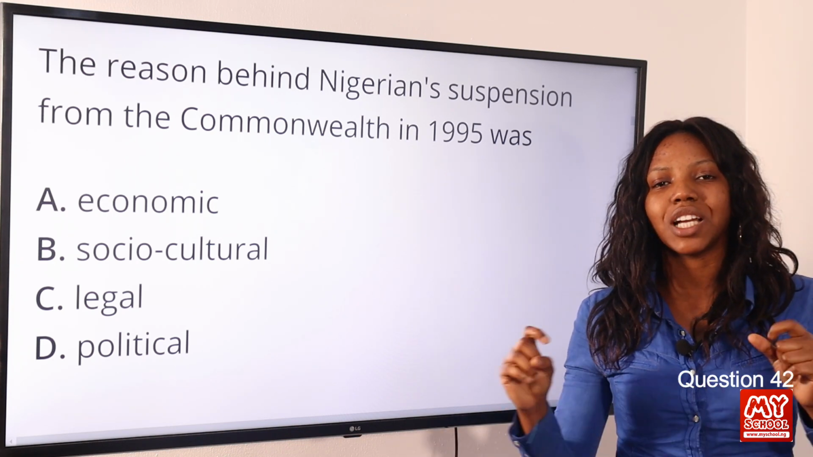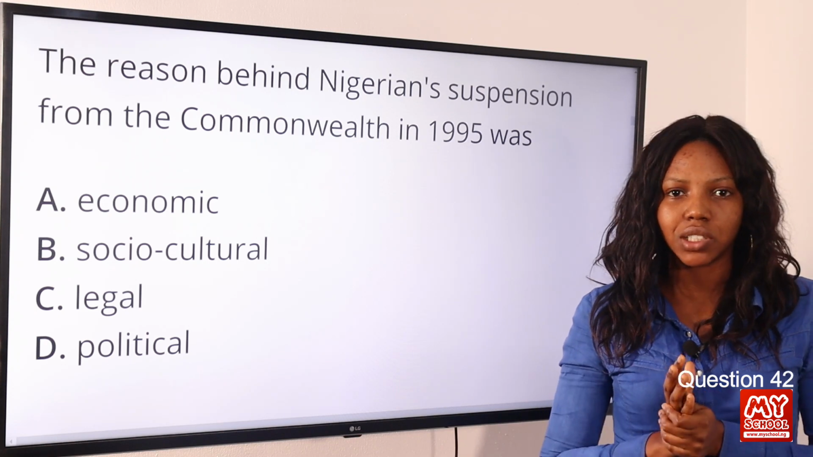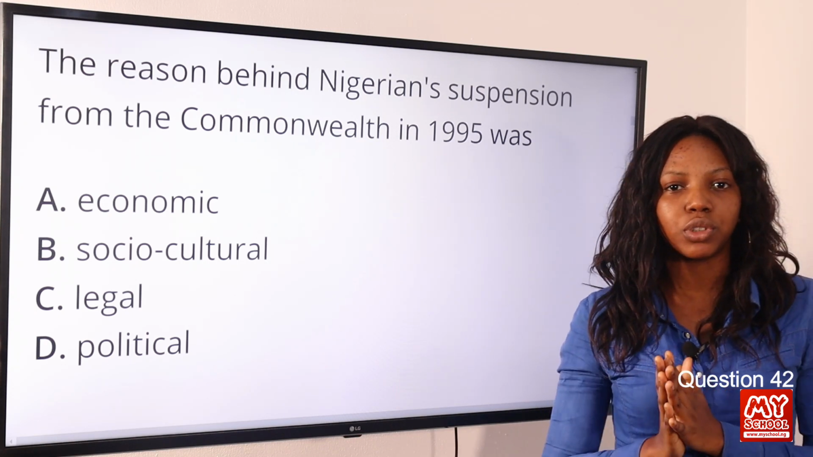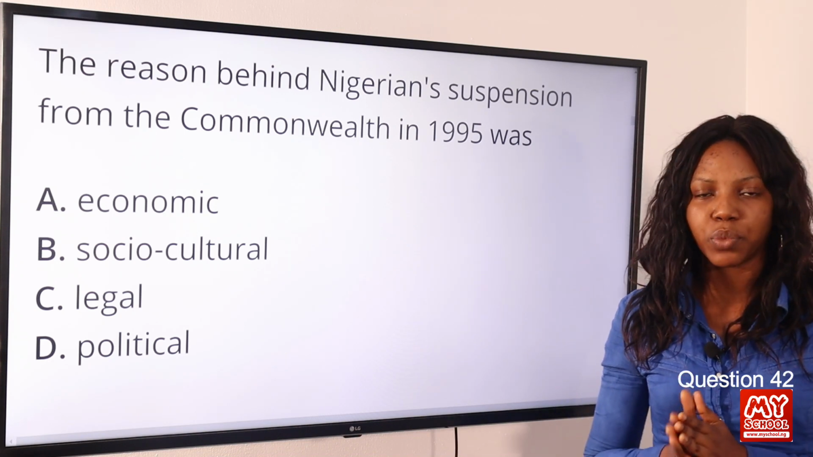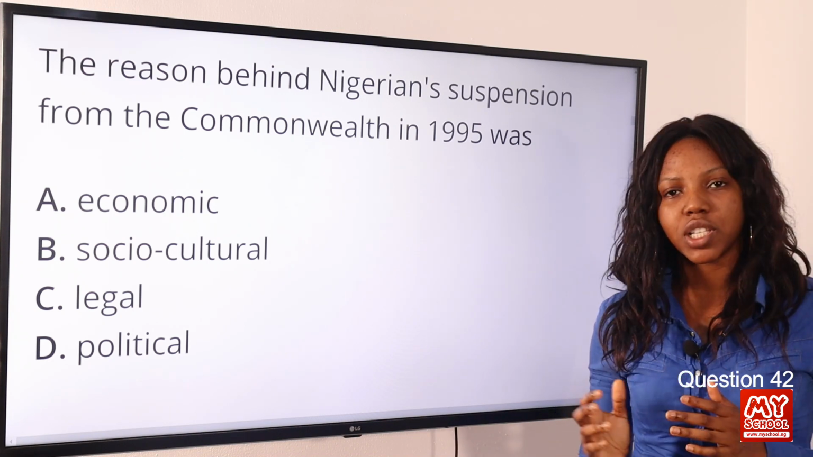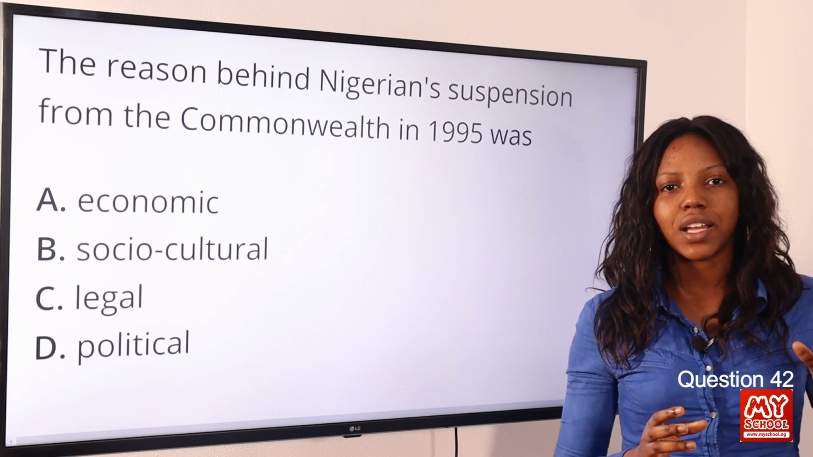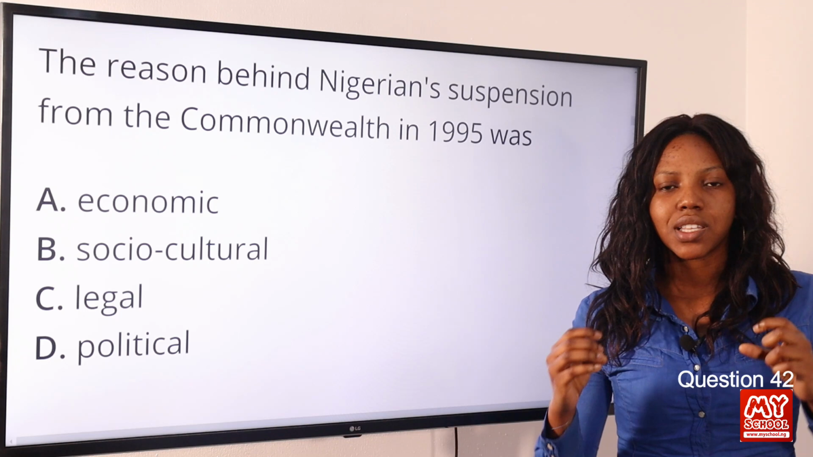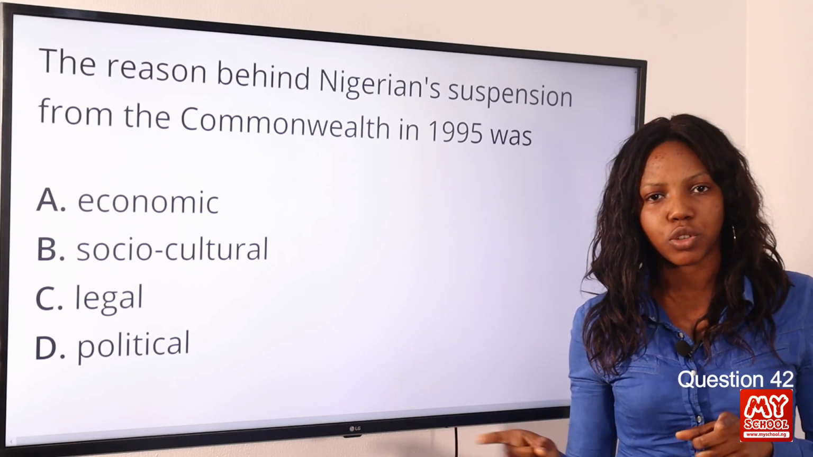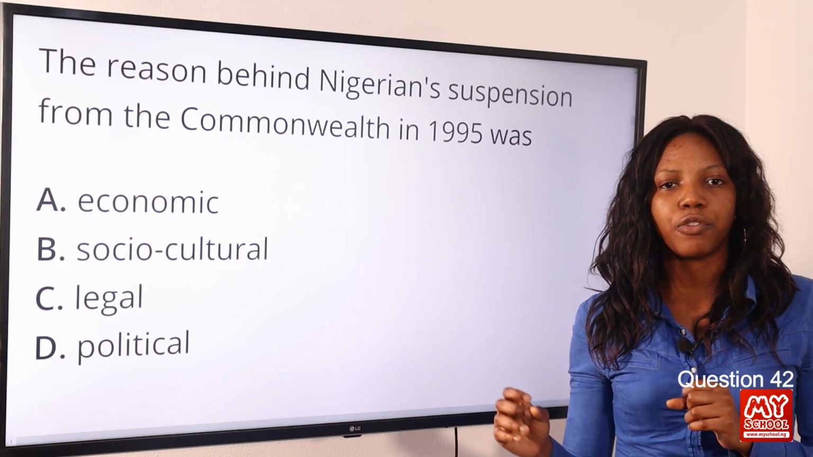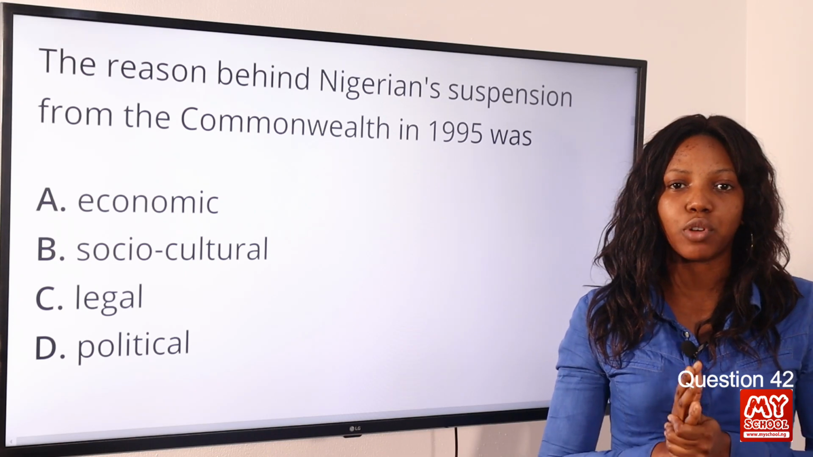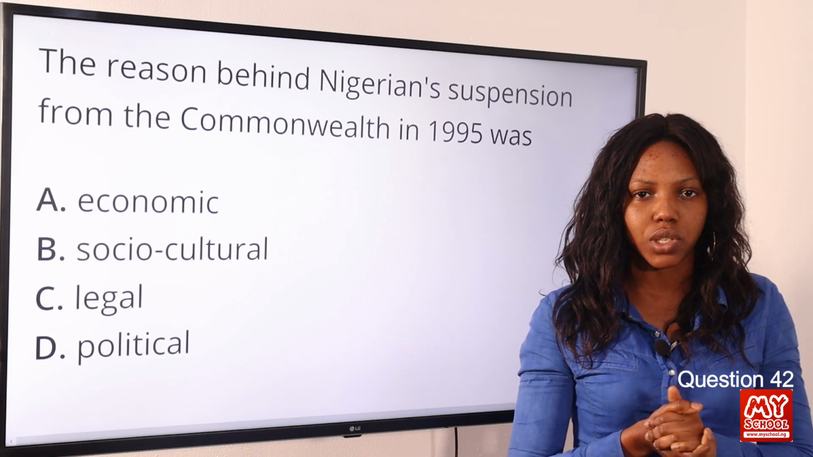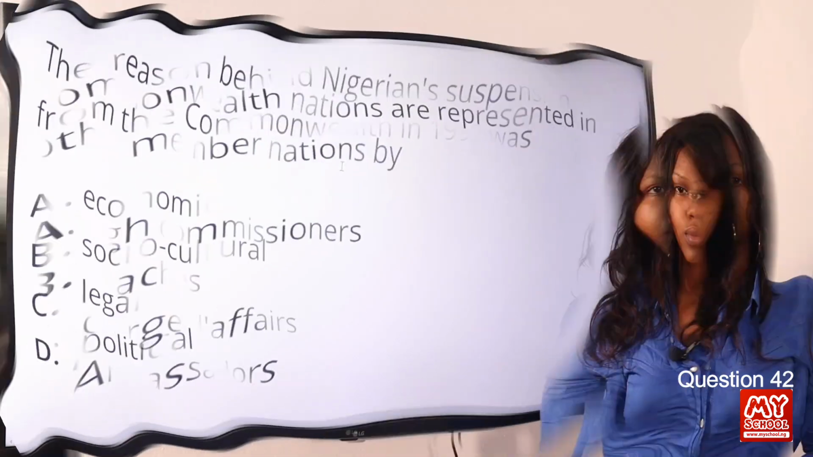And so the reason for Nigeria's suspension is legal because they violated a rule, which was not to execute Ken Saro-Wiwa, which Nigeria did. It is not political. Whatever reason why Nigeria executed Ken Saro-Wiwa may be political, but the question says the reason behind the suspension, why were they suspended from the Commonwealth, and it is legal because they violated a legal rule. So the answer to this question is option C, legal.